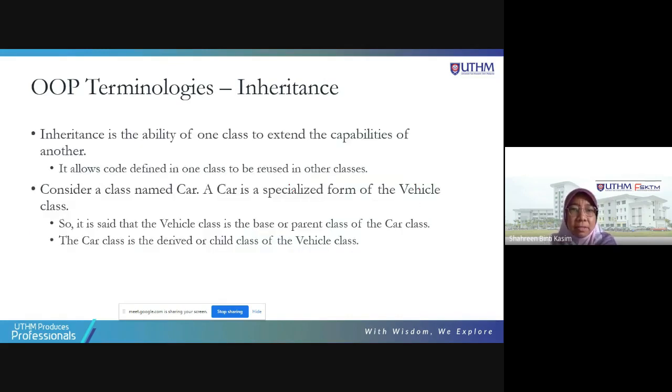Another term is inheritance. This one also you will learn further as we go through the chapters. Inheritance is the ability of one class to extend the capabilities of another. It allows code defined in one class to be reused in another class. For example, we have a class named car. A car is a specialized form of a vehicle class. So it is said that the vehicle class is the base.